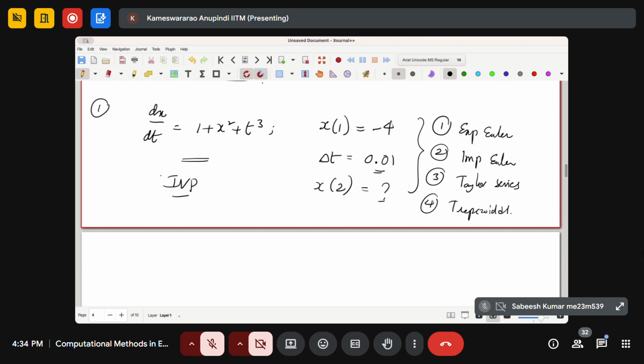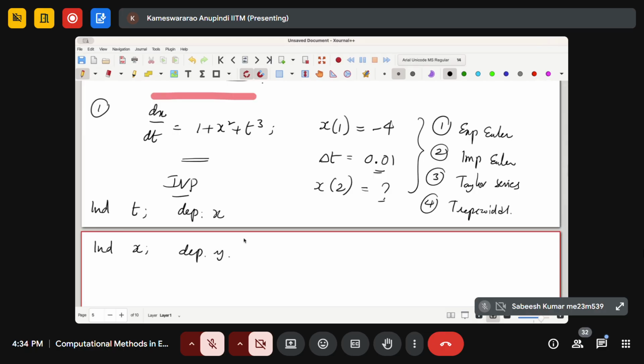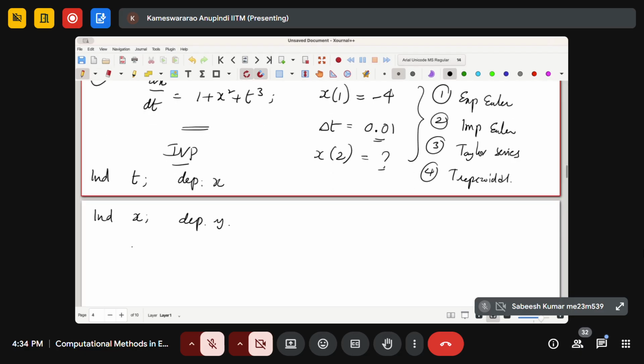Now what you see here is slightly different from the governing equation we have been studying. We were looking at dy/dx equals f of x, y. So here the independent variable is t, and the dependent variable is x. Till now we have been looking at independent variable x and dependent variable y. Except for that, this is very much the same as what we have been studying. Then let us look at the explicit Euler method.